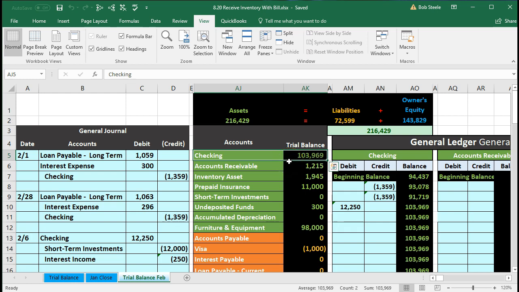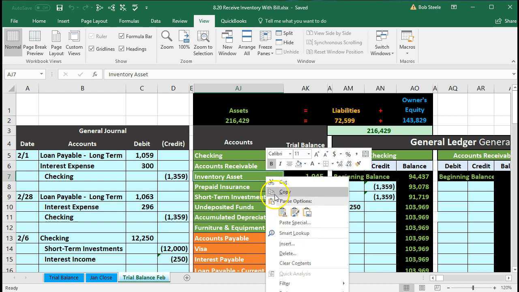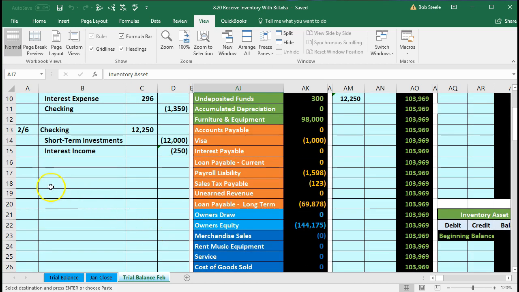I would then think about what we received. What we got is inventory. We got another guitar. So we're going to say the inventory then is an asset. We got more of it. Therefore, it should be increasing. We will increase inventory with a debit. So I'm going to copy the inventory, scroll down to the next transaction field we have.